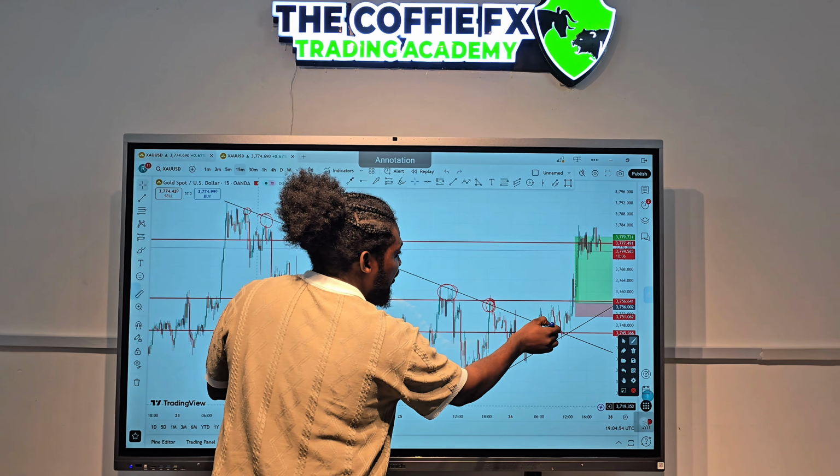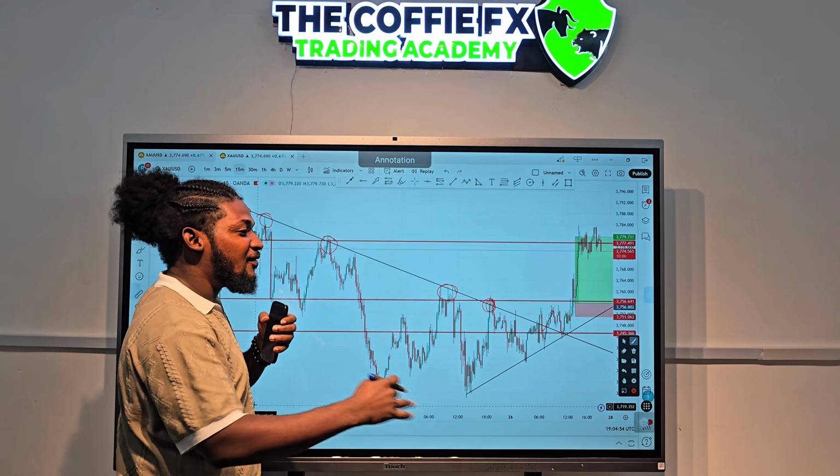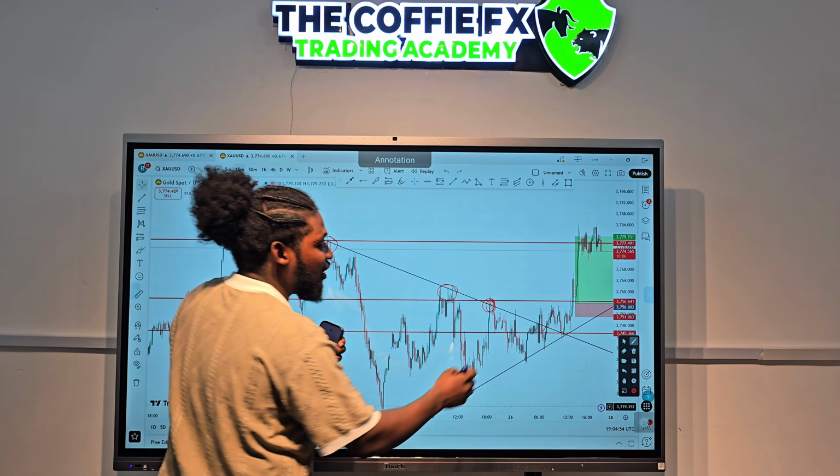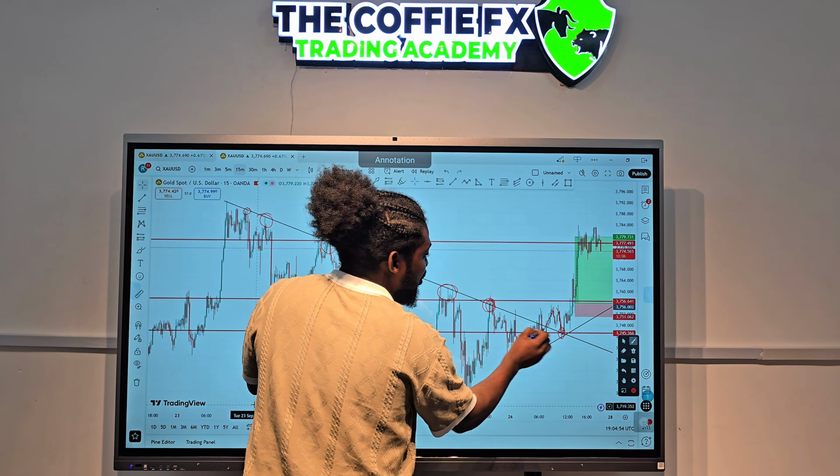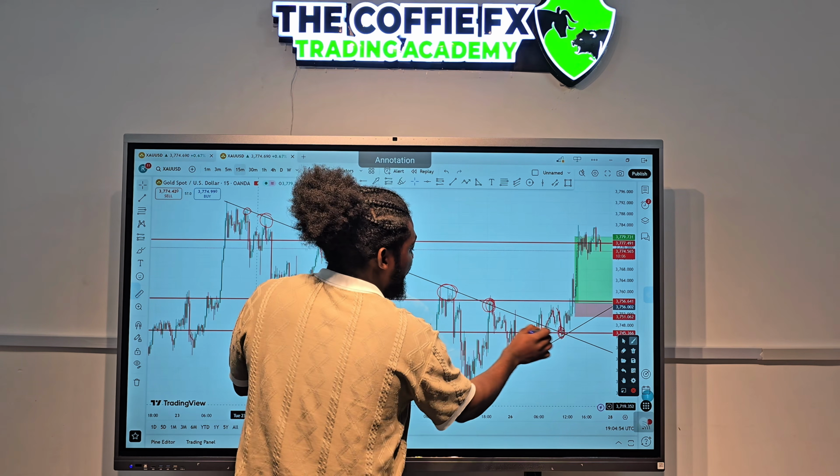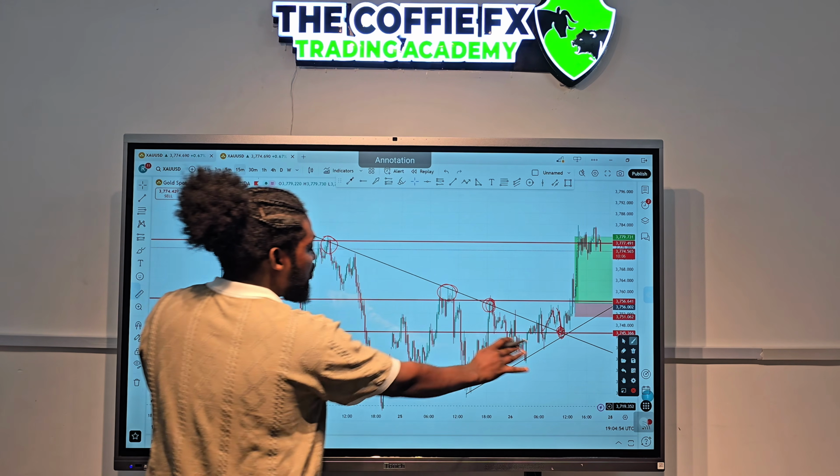So we got a break of the trend line here. And I told you guys, never trade a break until you get what? The retest, right? So we got a retest, price retesting this trend line, this bearish trend line, right?